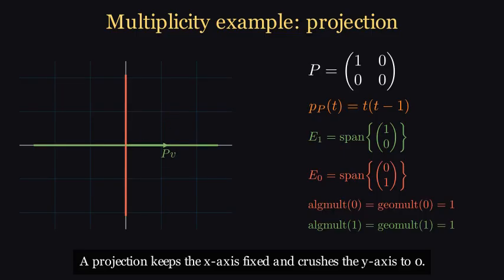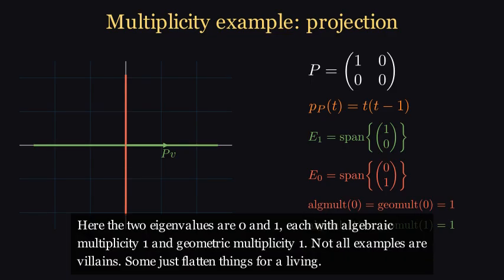A projection keeps the x-axis fixed and crushes the y-axis to 0. Here the two eigenvalues are 0 and 1, each with algebraic multiplicity 1 and geometric multiplicity 1. Not all examples are villains. Some just flatten things for a living.